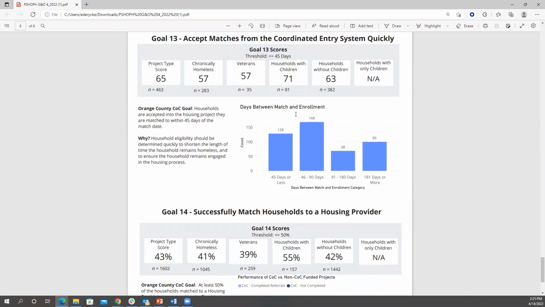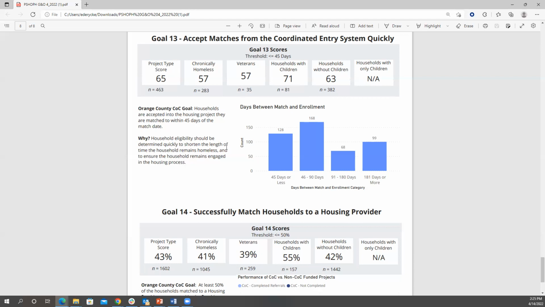Next measure is looking at how quickly matches are accepted. So it's counting the number of days between when the household was matched to a housing opportunity and when they were accepted. And in this case, accepted also means when the client was enrolled in the project. So this is looking at the average number of days.